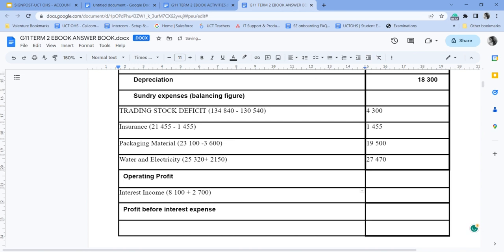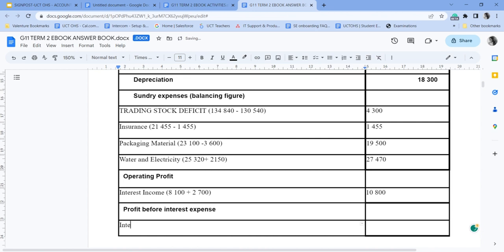Okay, and then we're just going to add these two together. So you add these two together, and then we are getting 10,800. Okay, so this is our interest income. So we're done. I'm going to skip profit before interest expense because, like I said, we are solving a puzzle. You get it? We don't have all the information to figure out how much it is. So I'm just saying interest expense down here.